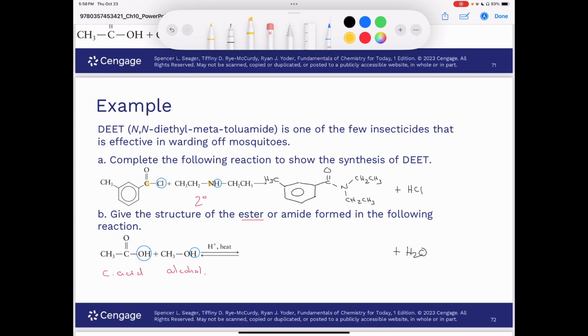And so to draw our ester, we're going to connect the carbonyl carbon with the oxygen of our alcohol. So we're going to end up with CH3, then we have our carbonyl, then we're going to have our oxygen attached to our CH3 group. And so we'd call this compound methyl acetate. You could also call it methyl ethanoate. That would be a perfectly acceptable name as well. But chemists really like to use common names, so I'll just leave it as methyl acetate.